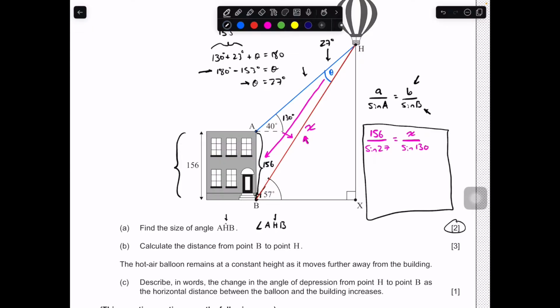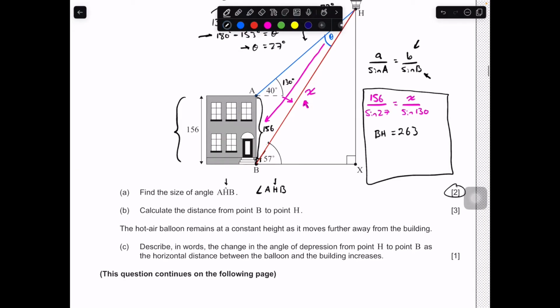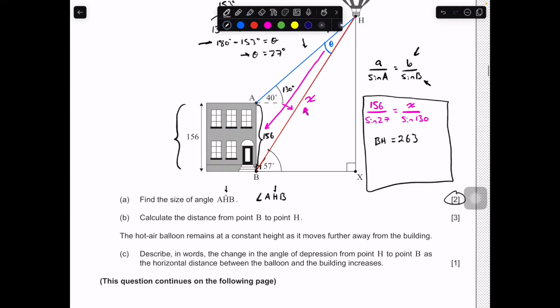And we could write point B to point H. Let's write it a little better, I guess. BH, our side length BH, is equal to 263. So side length BH in this case. Okay, and that's it. If we wanted to, I suppose we could write it as meters.